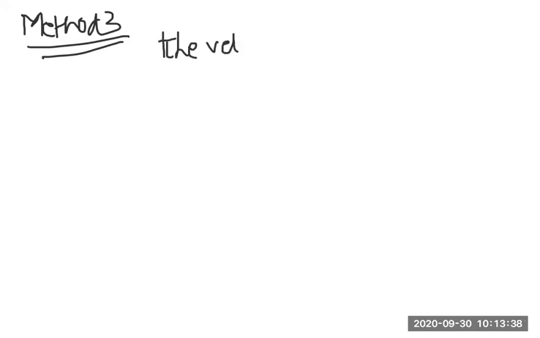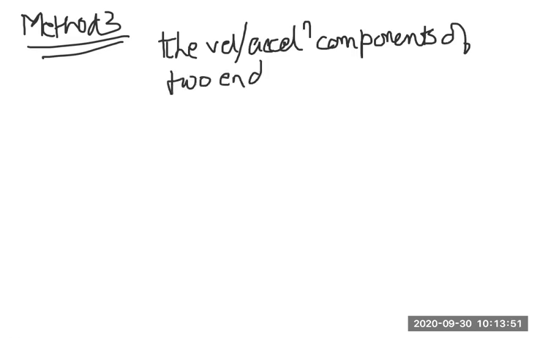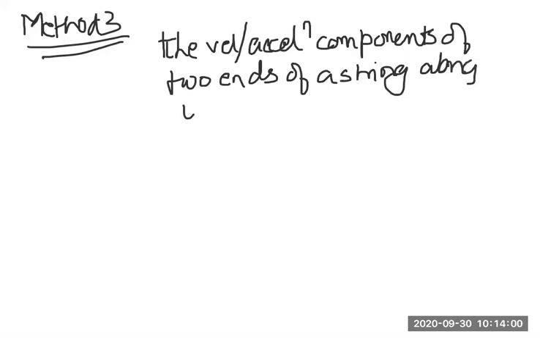Length is going to be constant with respect to time. There is a third method as well, and because we are now discussing this, I want to clarify this. So method 3, ये तीनों मेथड सेम चीज को एक्सप्लॉइट कर रहे हैं। ओके, ये तीनों मेथड केवल एक स्टेटमेंट पे बेस्ड हैं, एंड दैट स्टेटमेंट इज दैट द लेंथ ऑफ द स्ट्रिंग डज नॉट चेंज. Okay, so method 3 is that the velocity or acceleration components of two ends of a string along the string must be same.